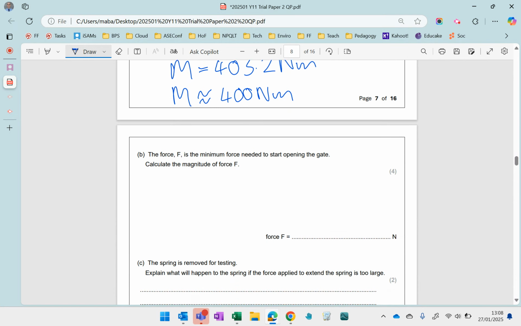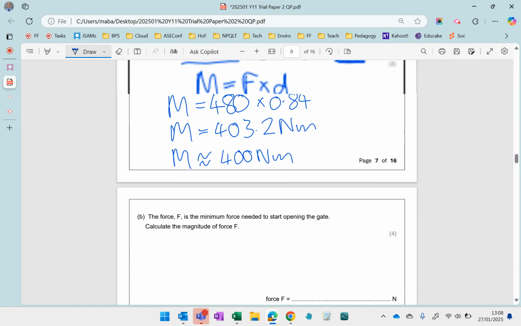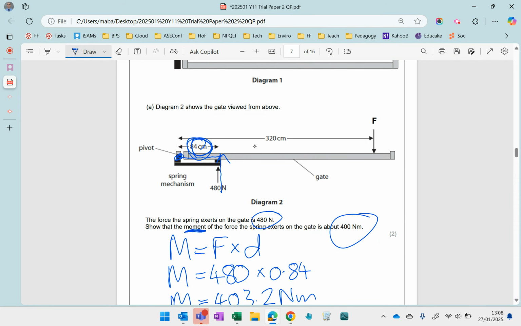The force F is the minimum force needed to start opening the gate. You can see the force there, and there's the distance to the force right there. Now just before the gate opens, the anti-clockwise moment and the clockwise moment are going to be balanced. So the moment clockwise that's caused by F is going to balance the anti-clockwise moment from the spring.